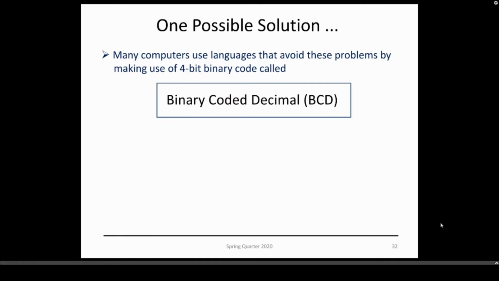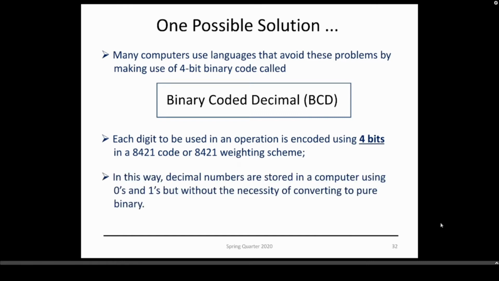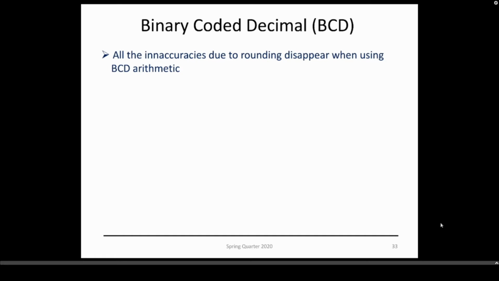to a BCD number. This is done by using the 8421 coding or 8421 weighting scheme, and in this way decimal numbers are stored in the computer using zeros and ones, but without the necessity of converting to pure binary. So let's see how we can do that.